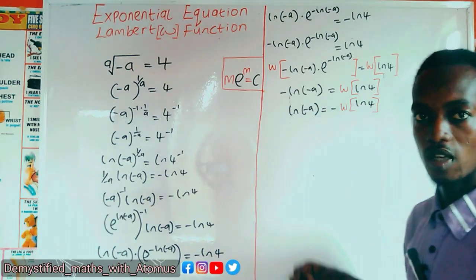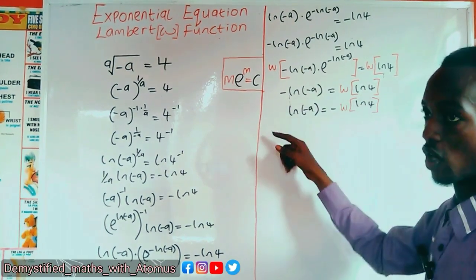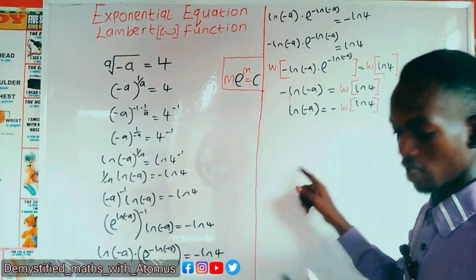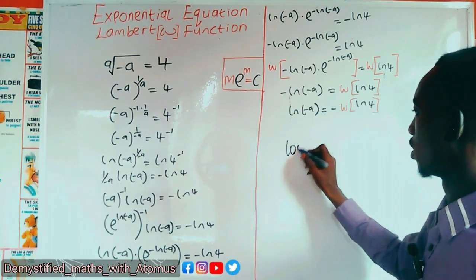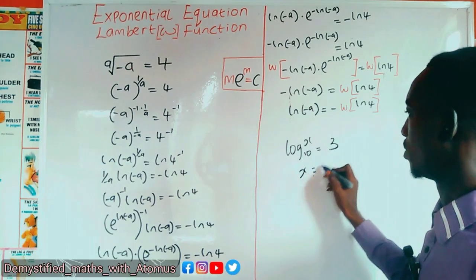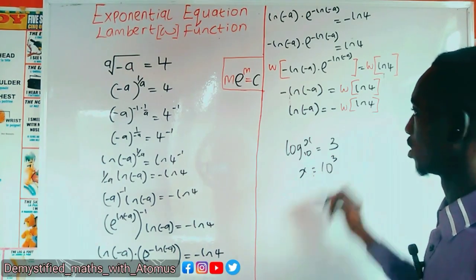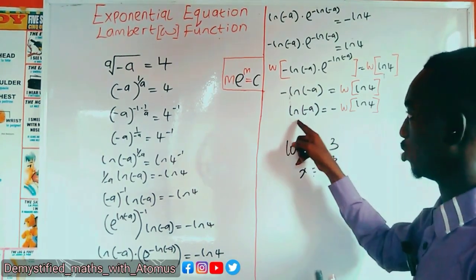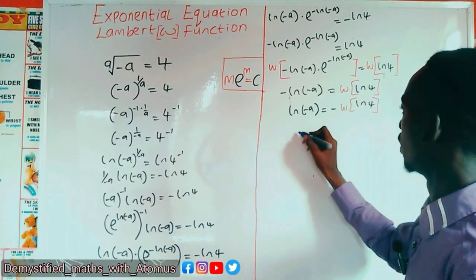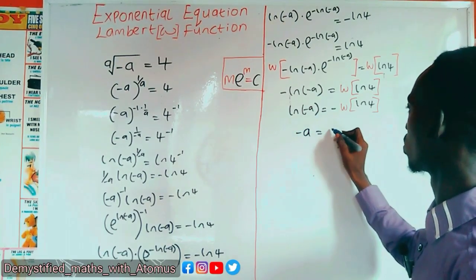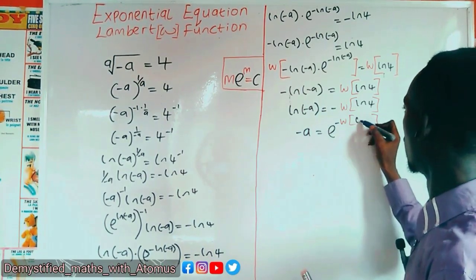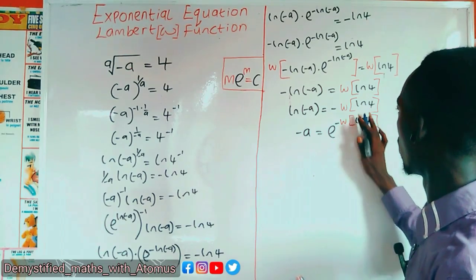We're making progress. Now we have a logarithm here. Don't forget, you can convert a logarithm to indices. This is what I mean here: log x base 10 equals 3. So the value of x will now be 10 raised to power what? 3. That's the same thing we're going to do here, because ln has a base of e. Here we have negative a will be equal to e raised to power negative Lambert function of ln 4.